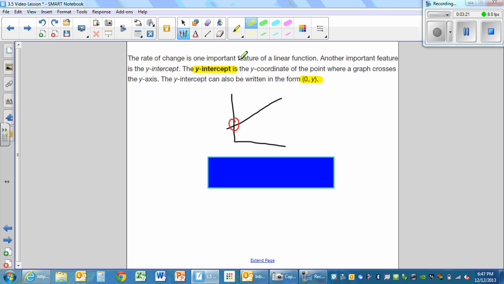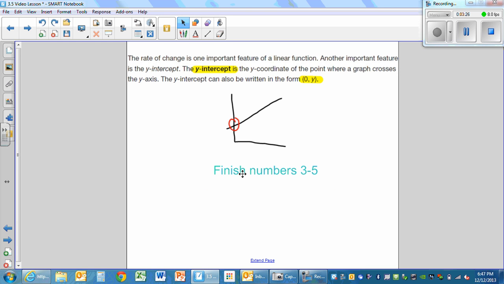Now you're going to go ahead and finish up numbers 3 through 5 on page 186. When you're done with that, you can go ahead and press play again.